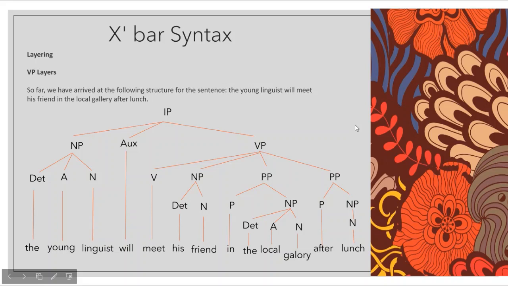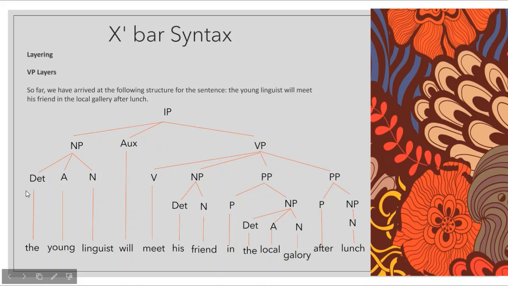Well, today we're going to talk about layering since we've started X-bar theory. So we'll talk about the VP layers and NP layers. So far we have arrived at the following structure of the sentence: The young linguist will meet his friend in the local gallery after lunch. Told you, this sentence will be your best friend.